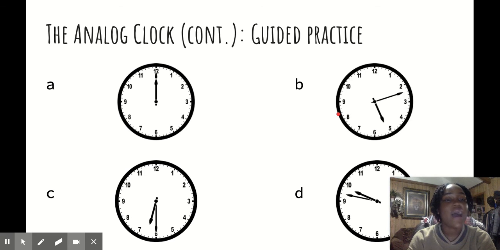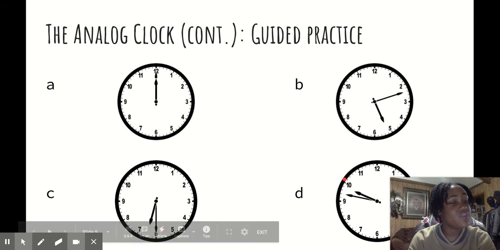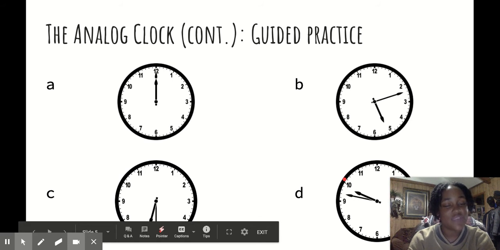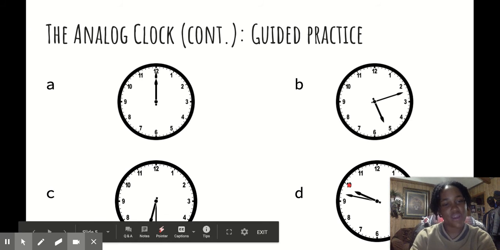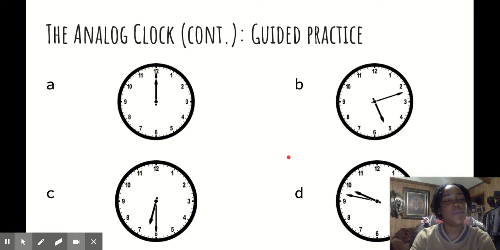I also want to remind you that D is tricky because, as I mentioned a couple seconds ago, our hour hand is looking more like it's almost on 10 o'clock. So is it 10 something? How about you try it out? Let's pause this video, and I want you to pause it and come back for the answers.